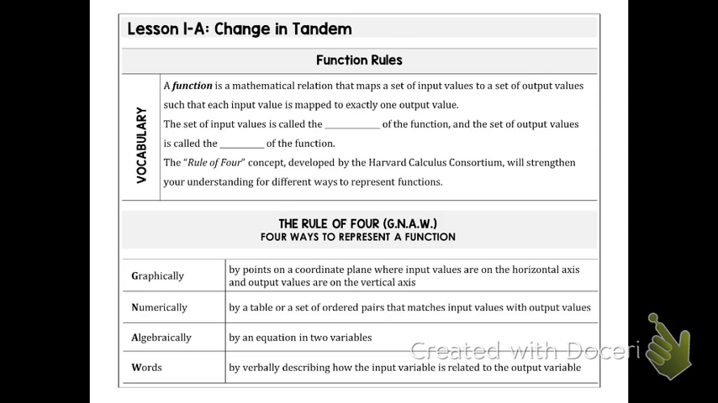All right, function rules. A function is a mathematical relation that maps a set of input values to a set of output values such that each input value is mapped exactly to one output value. So what does that mean? That means that x cannot be repeated. Remember, a function, x cannot repeat.